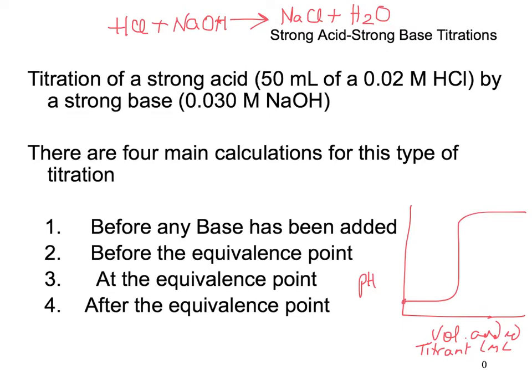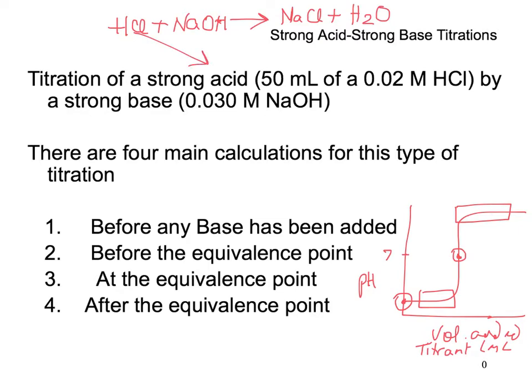So we are going to take a look at the beginning. We are going to take a look at the equivalence point, that should be pH 7. We are going to take a look in this region and in this region. So each of those: before any base has been added, before the equivalence point, at the equivalence point, and after the equivalence point.